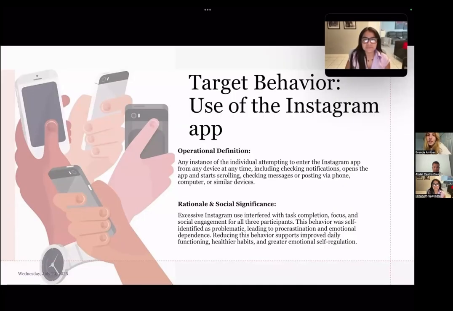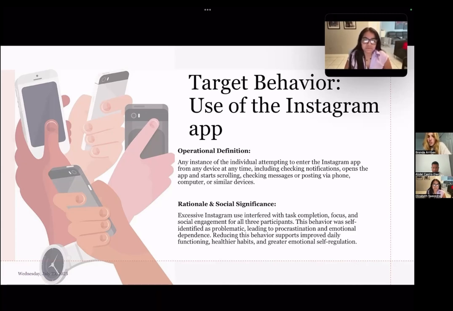So basically, our target behavior is the use of the Instagram app. Operational definition: it's any instance of the individual attempting to enter the Instagram app from any device at any time. This includes checking notifications, opening the app and starting to scroll, checking messages, or posting via phone, computer, or similar devices.